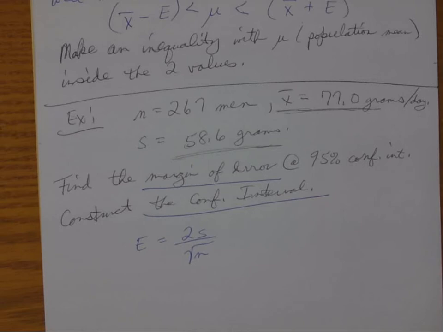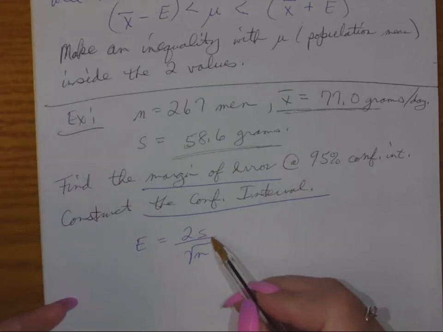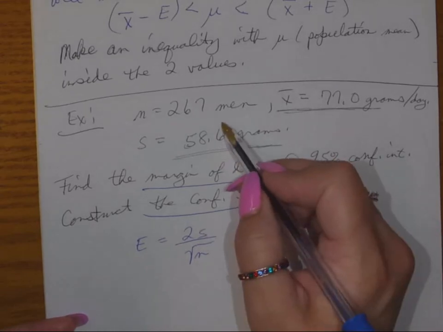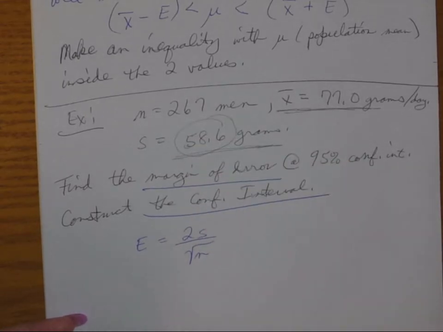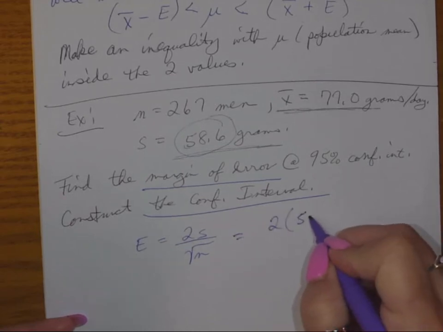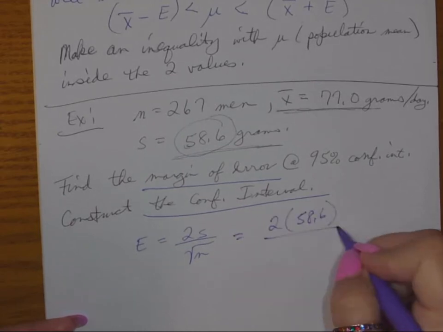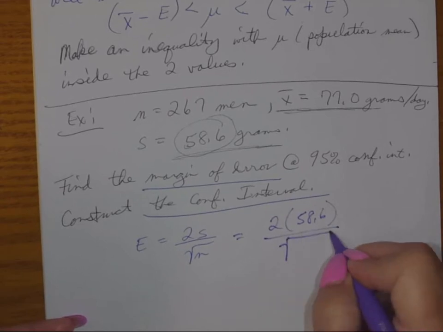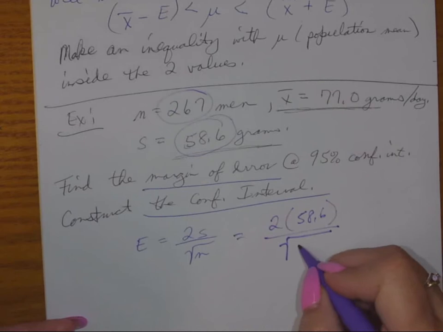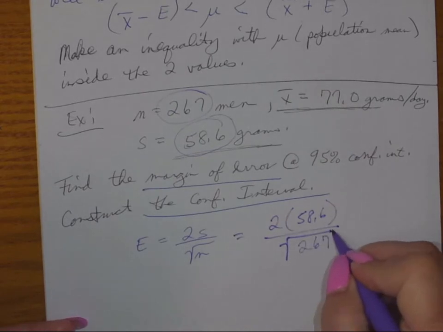All right, so what we need to do is figure out exactly what my variables are here that I need to plug in. So what's the standard deviation? S. And in my head, I'm hoping you're saying 58.6. So we got 2 times 58.6, divide by, and on the bottom I've got a square root, and my n is what? 267. Right, so plug that in.